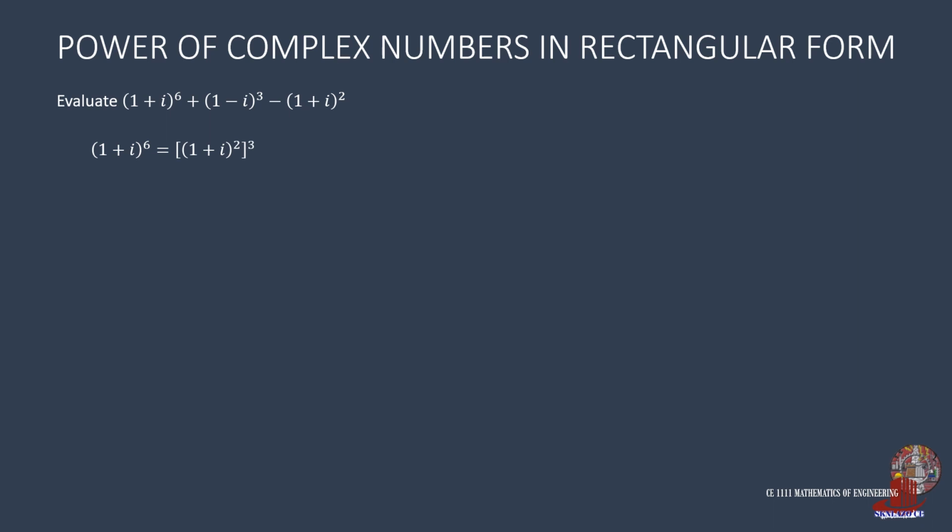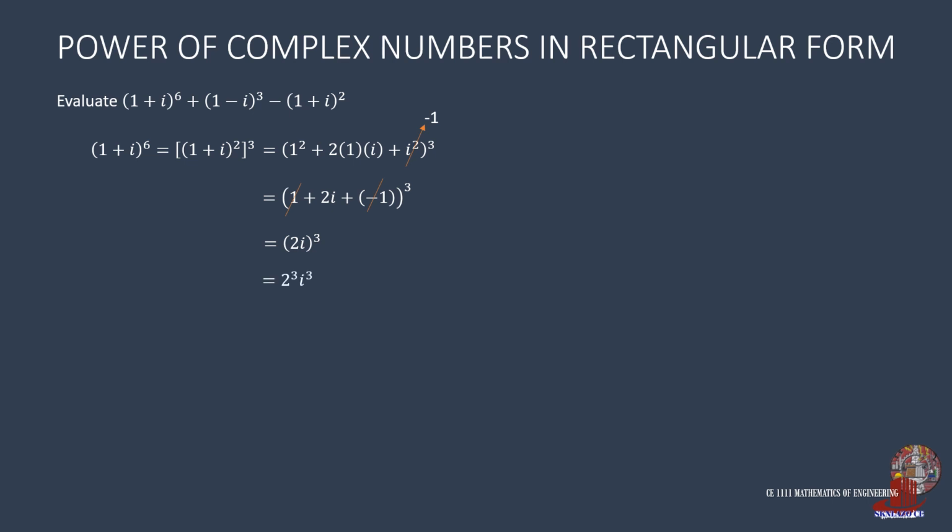First is (1 + i)^6, which can then be taken as the cube of (1 + i) squared. Expanding the square, we get the cube of (1^2 + 2·1·i + i^2). The last term is taken as negative 1, so the quantity becomes 1 + 2i + (-1). Then 1 and -1 cancel out, reducing the solution into the cube of 2i.